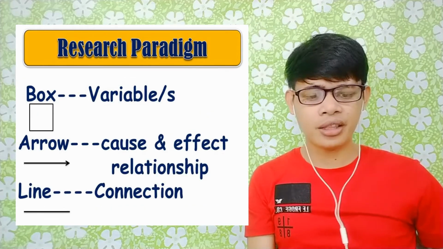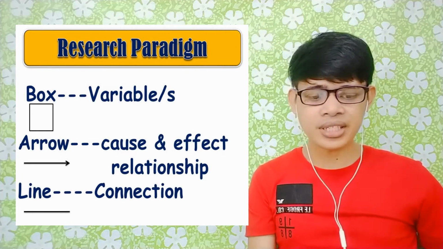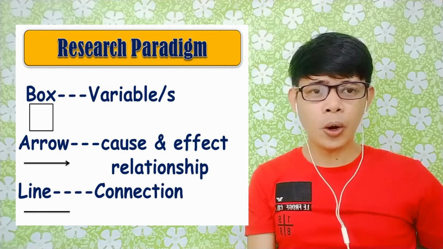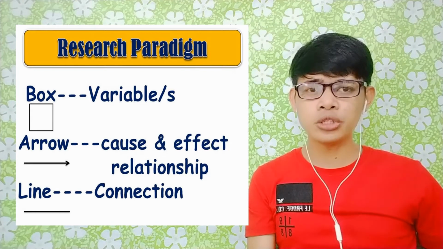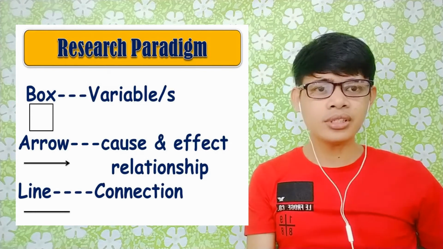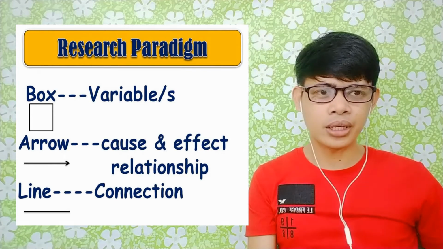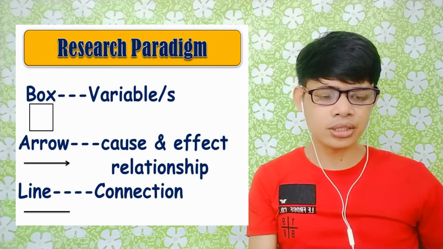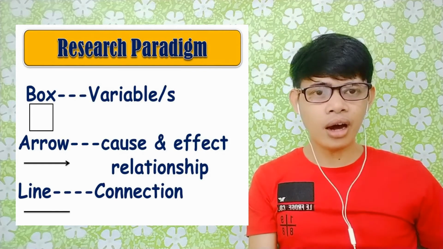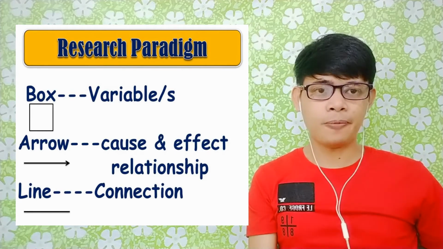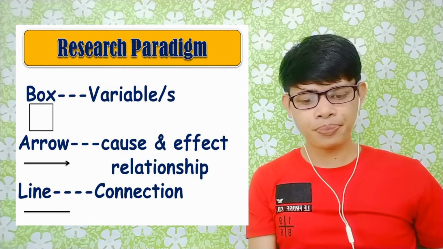We have there the box. So the box represents the variables. So in your box, it should contain terms that show the independent variables or dependent variables that are included in your study. Another one is the arrow.